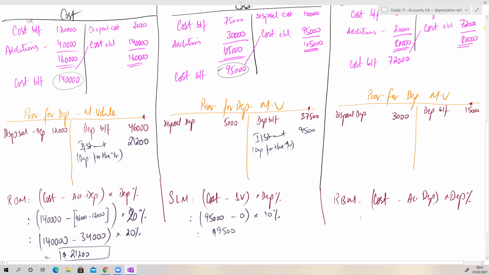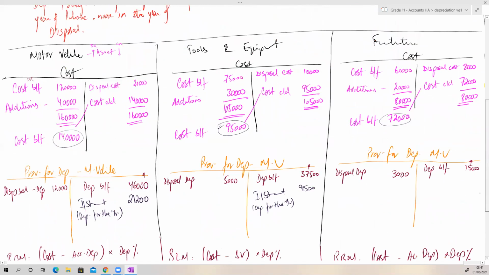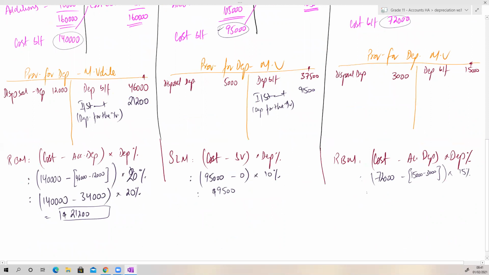हाँ जी, थर्ड वाले में कॉस्ट इज 72, सही है जी, एंड लेफ्ट ओवर डेप्रिसिएशन 15 लेकर आए थे, 3 तुमने डिस्पोज कर दिया, into percentage of depreciation as 15%. This is 72 minus 12 times 15%. 9,000 will be your depreciation charge for the year. Any questions, anyone?